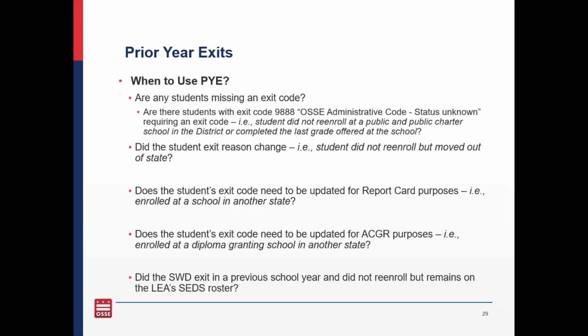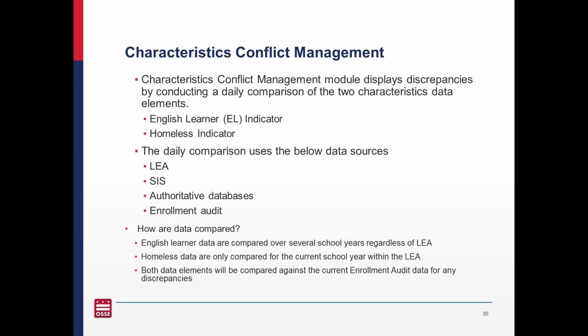Okay. We kept the slide in here. When to use prior year exit, we kind of talked about this already. If this exit code is missing, if the exit has changed, if it needs support and documentation. If you were told by the family that the student was returning and you find out in a new academic year that the student moved out of state, you need that documentation to support that exit code. And once again, if the student is part of the ACGR population, or if they're a student with disability still remaining on your SLED's roster.